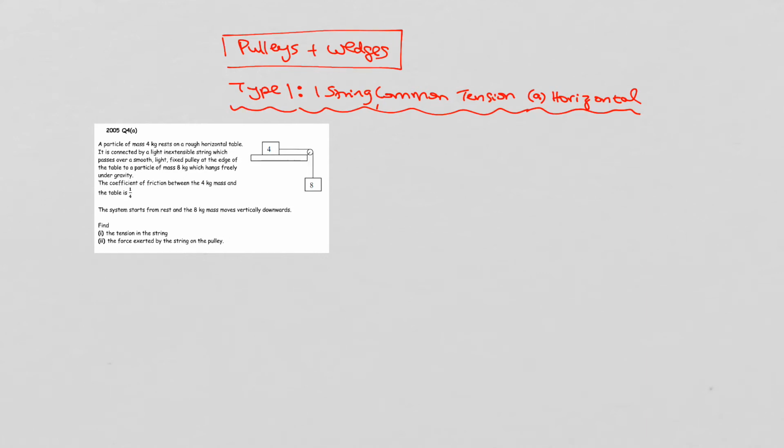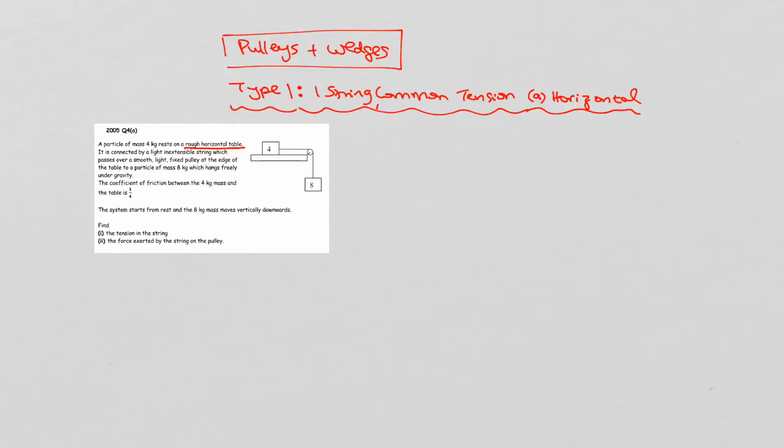Pulleys and wedges, type 1, one string, common tension, and this is A horizontal. So in 2005 we were given a particle of mass 4 kilograms resting on a rough surface. So rough horizontal surface is important because that means that friction is going to come into play. It's connected by a light inextensible string.